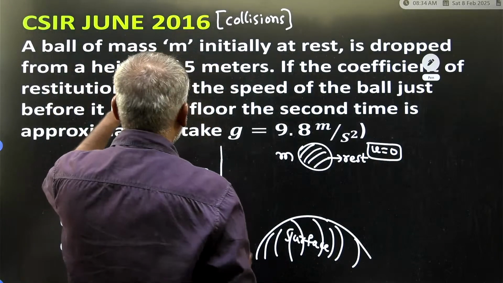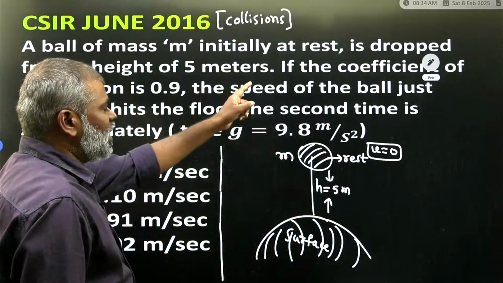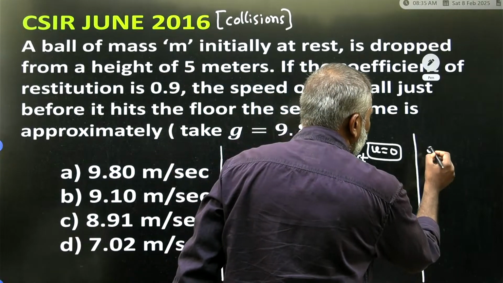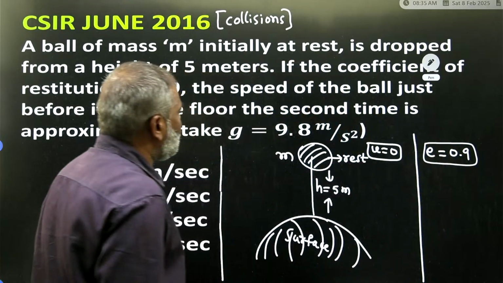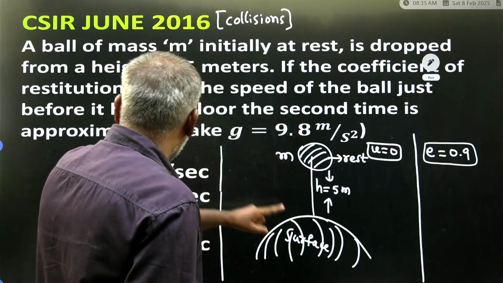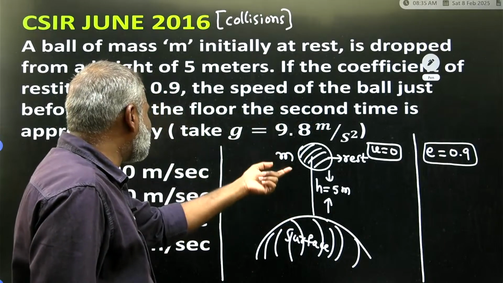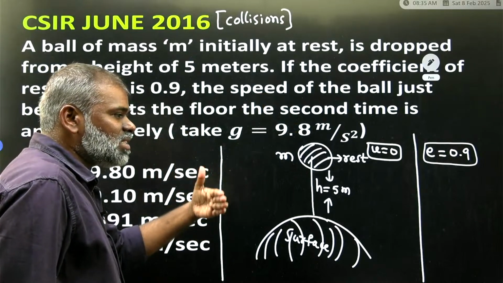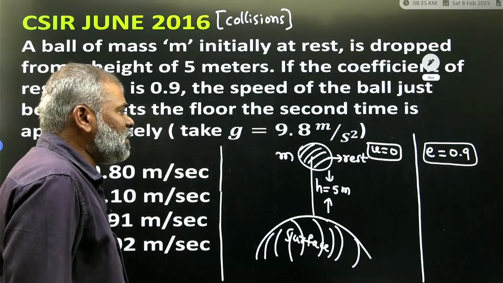It is dropped from a height of 5 meters. One more data is given: the coefficient of restitution is equal to 0.9. Then what they are asking is the speed of the ball just before it hits the floor the second time, approximately. So just before the second hit, what is the speed of the ball?